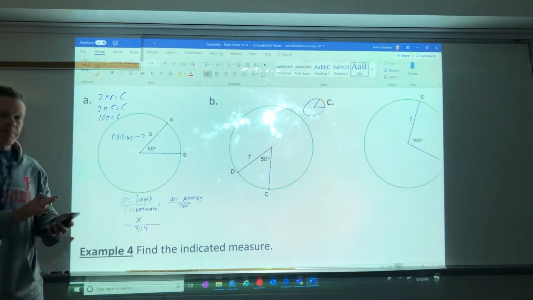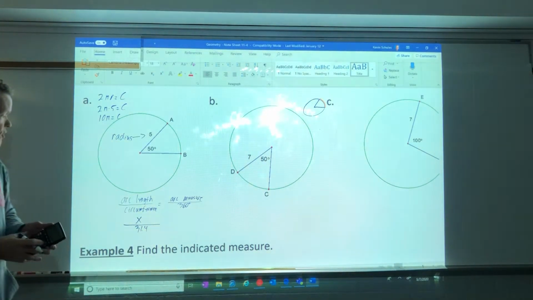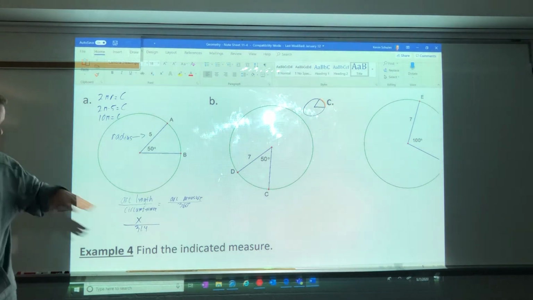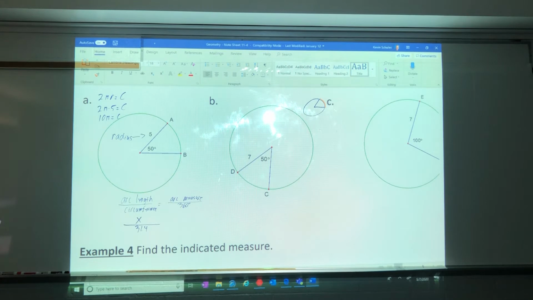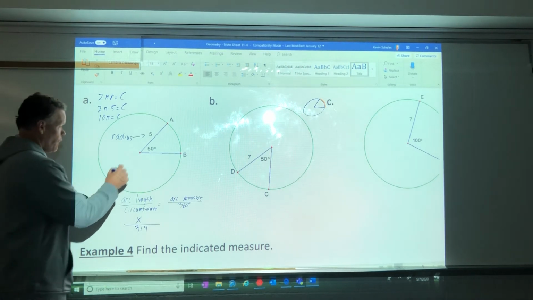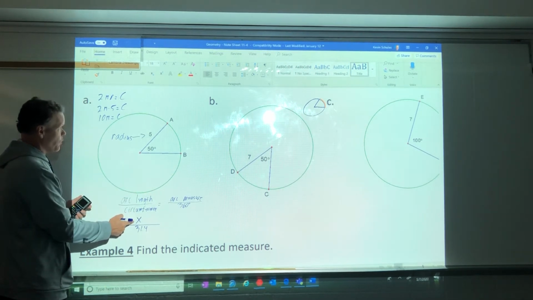If you use the pi button in here, sometimes that'll carry it out even more. So you might get an answer that's not exactly what we get here, but close to it, which is fine. Okay. And our arc measure. So we know that our arc length is what we're looking for.